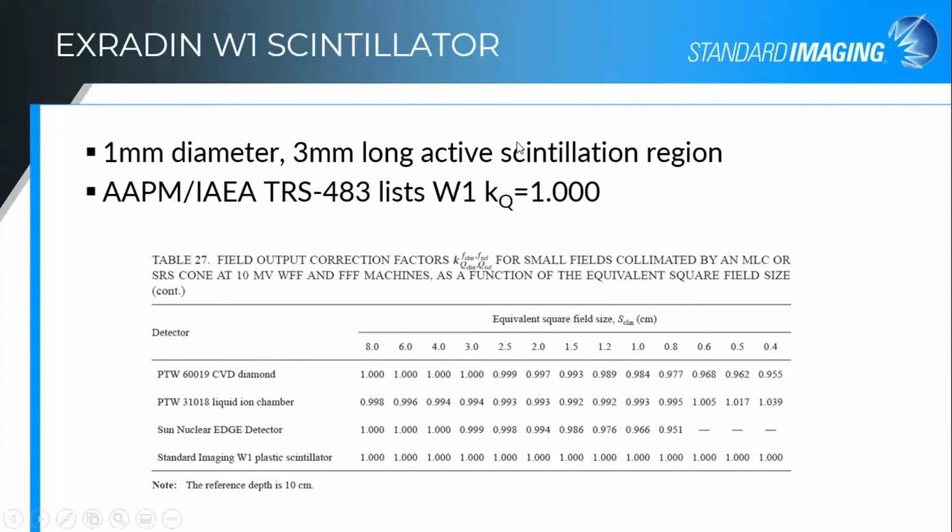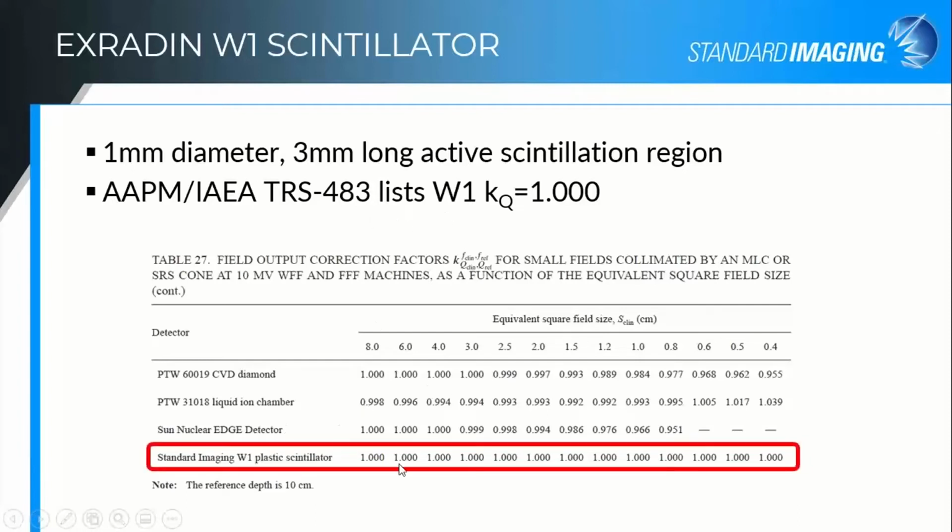So with the W1, I mentioned it's the 1 millimeter diameter, 3 millimeter long scintillator. There are numerous publications about the W1, but one of my favorites, as we've been talking about this whole time, is TRS 483. So in all of the tables where the W1 is listed, every one of these correction factors is unity. So that's really the assurance that yes, this truly is water equivalent, and you don't need to worry about these corrections that other detectors need down at these small fields.